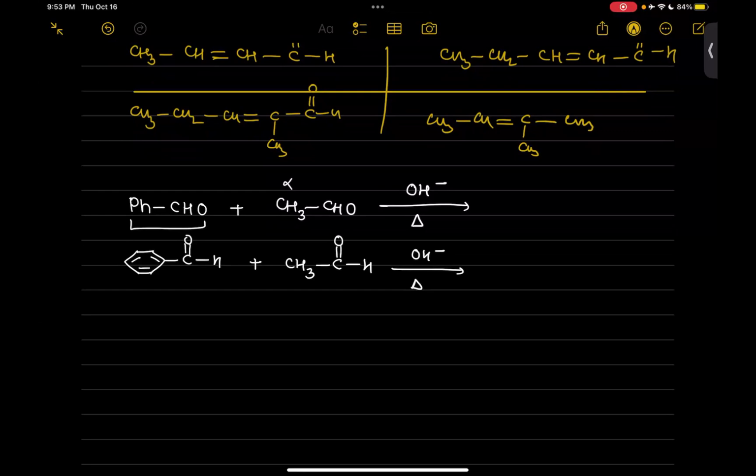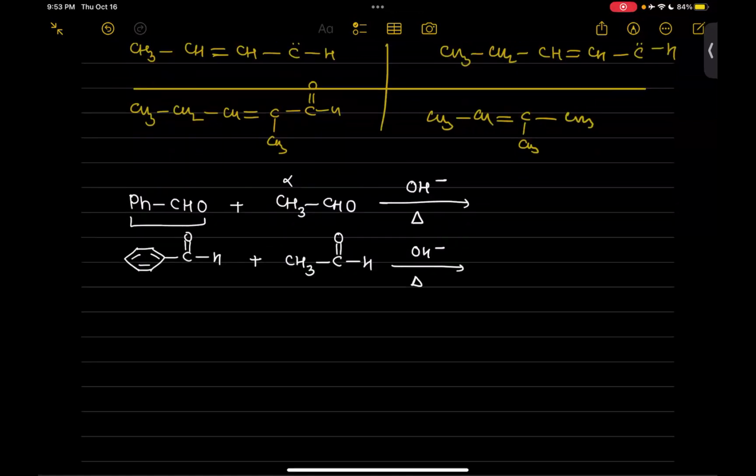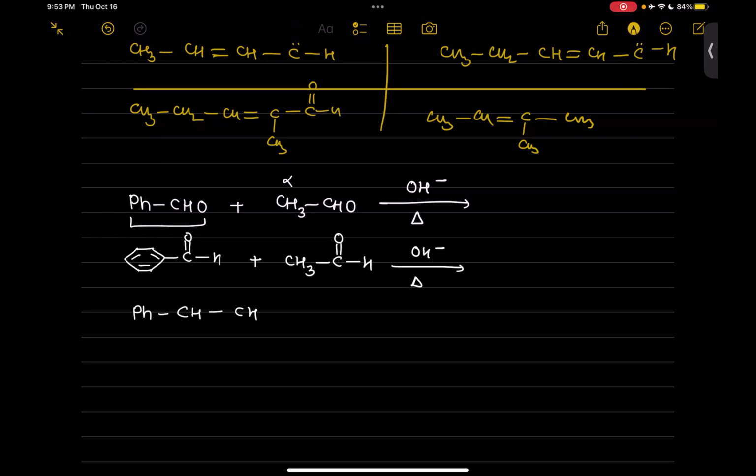So benzene, pH, then CH, CH2. We also get an OH group, the OH group of that benzaldehyde. Yes, absolutely. And then C double bond OH.